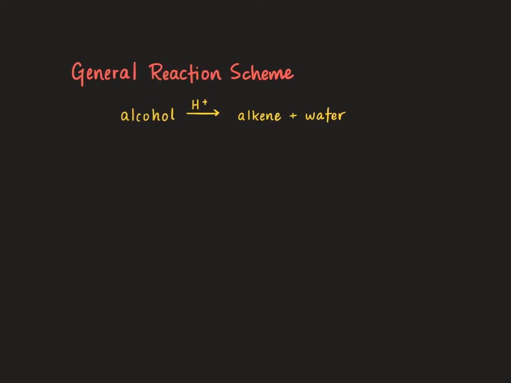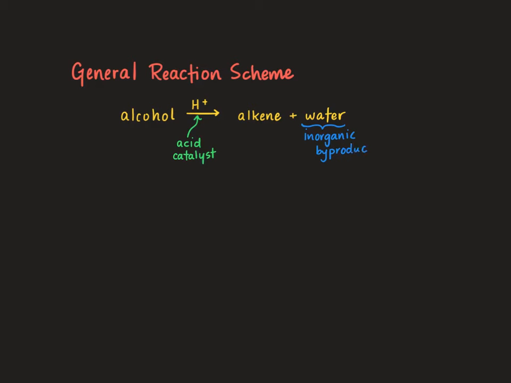Here we see that our reactant is an alcohol. We have this H plus over the arrow, so that's an acid catalyst. So the acid is going to be regenerated during the reaction, so it's not actually a reactant. Our products are an alkene, which is our organic product, and water, which is our inorganic byproduct. So we really care about that organic product, that alkene that we're going to form.